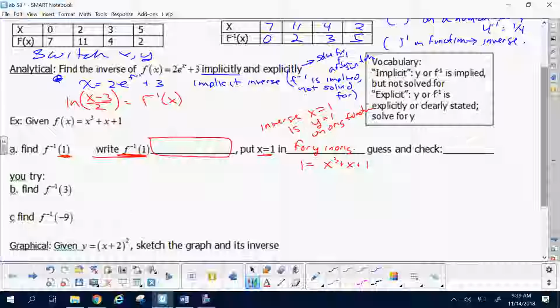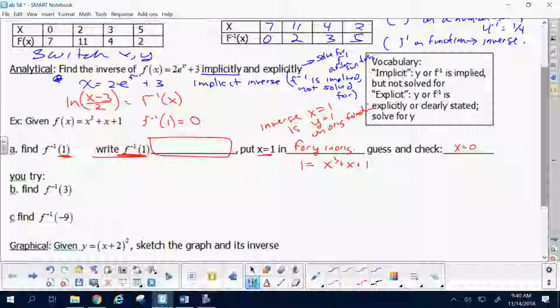So what is x that makes that true? Just guess and check. What x would make it true? 2. Yeah, that's it. Okay? So f inverse at 1, which really means if the inverse has an x of 1, then the original must have had a y of 1. Well, that has a corresponding value of 0.